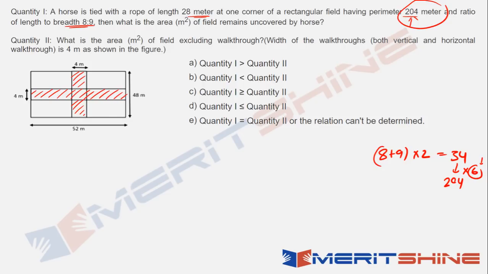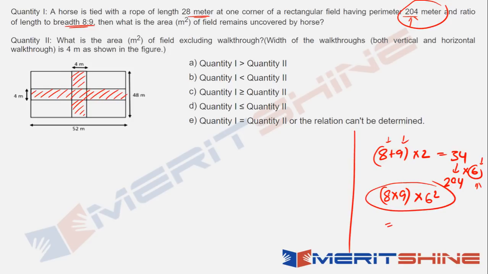So the perimeter becomes 6 times. How many times would the area become if I take these assumed lengths of 8 and 9? Area with these dimensions would be 8 into 9, 72. But if the perimeter increases by 6 times, the area would increase by 6 square times. That's the value. How much would this be? This is 72 into 36, which will give you 2592. So this 2592 meter square would be the first quantity, the area of this rectangle.